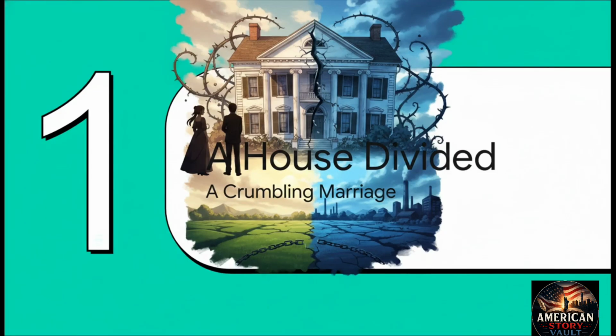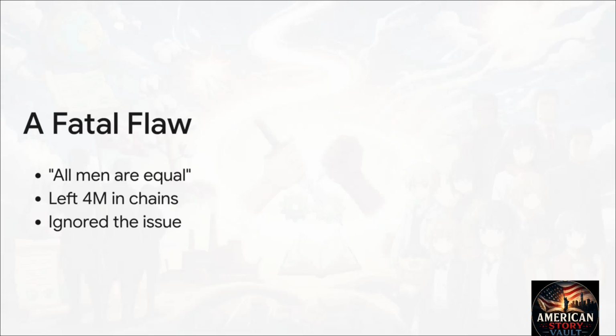Section 1. A House Divided. Now, you know the Founding Fathers wrote those incredibly famous words, all men are created equal, but they left a massive, glaring contradiction. 4 million human beings left in chains. Thomas Jefferson actually tried to explicitly condemn slavery in the Declaration of Independence, but he ended up deleting it because he was terrified of losing the South's political support.